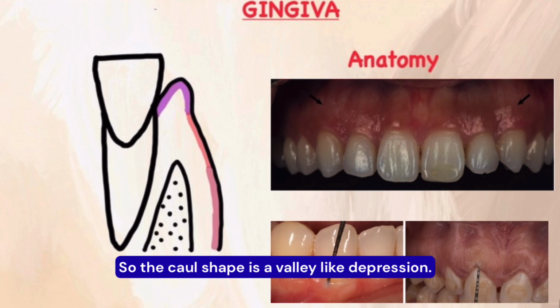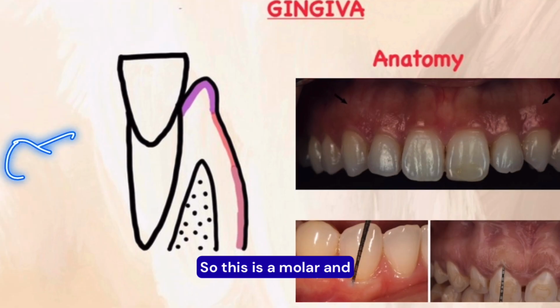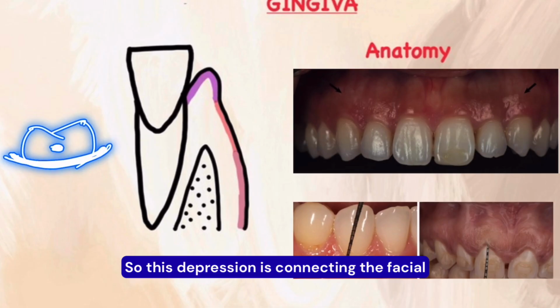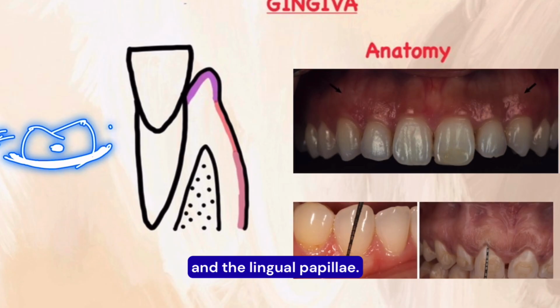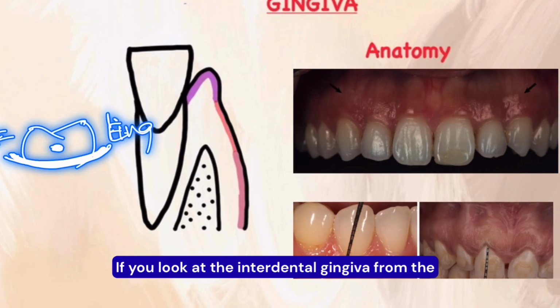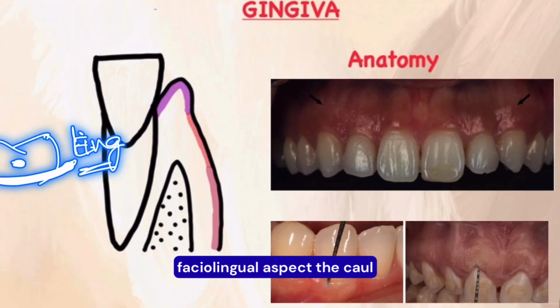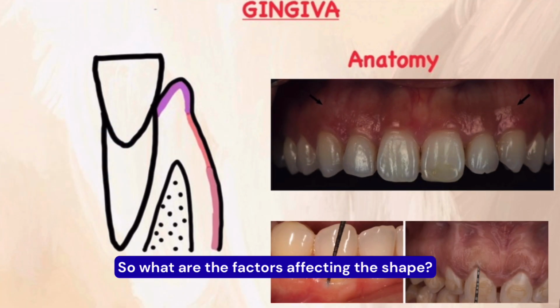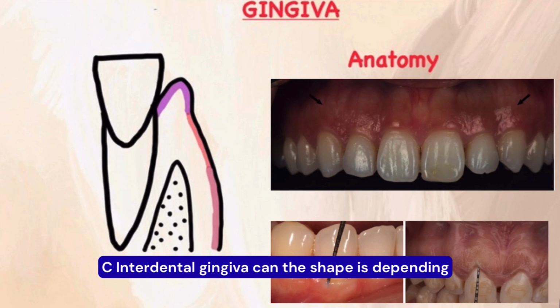The col shape is a valley-like depression which is found in the interdental area. So this is a molar and this is a contact point. Here you can appreciate the col shape, a valley-like depression found in the interdental area. This depression connects the facial and the lingual papillae. If you look at the interdental gingiva from the faciolingual aspect, the col shape adapts to the contour of the interproximal contact. So what are the factors affecting the shape of the interdental gingiva?